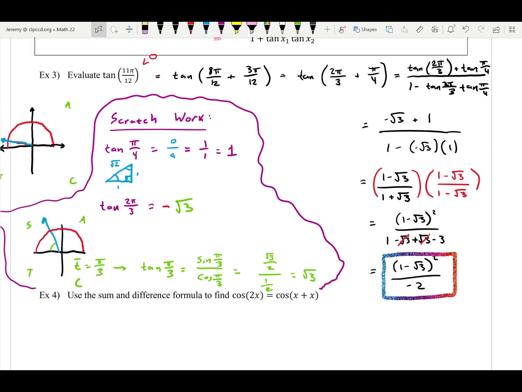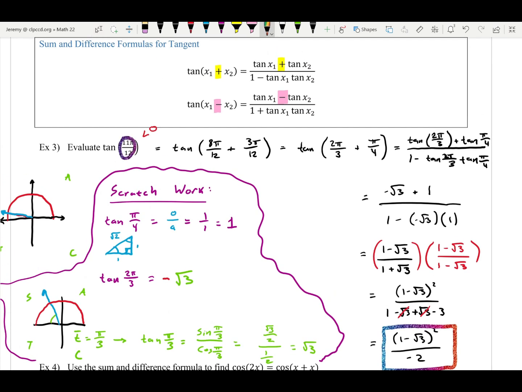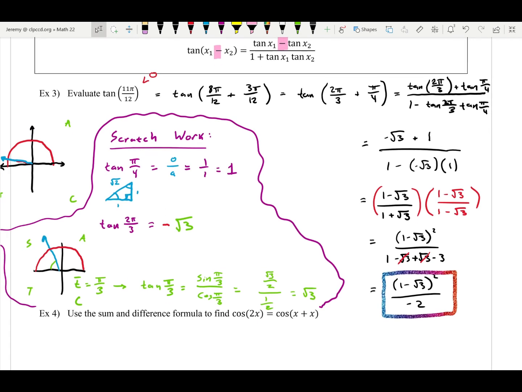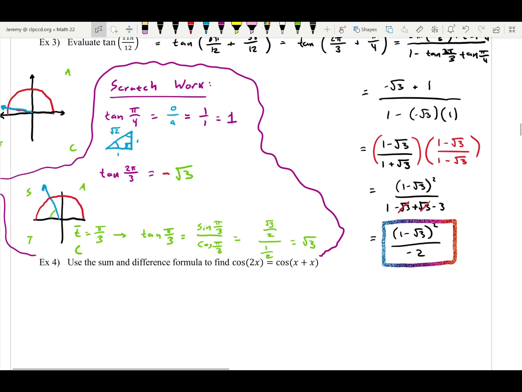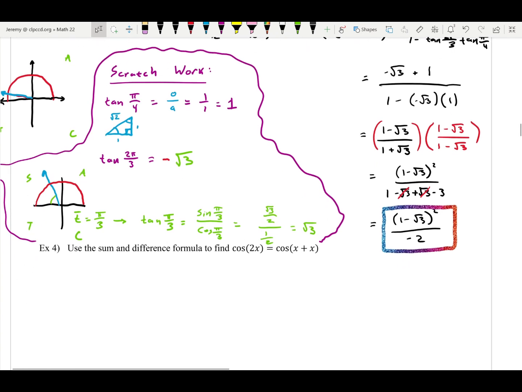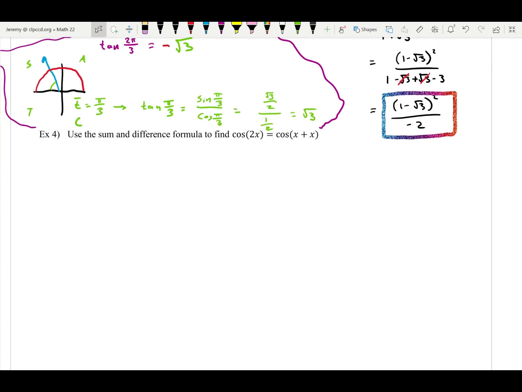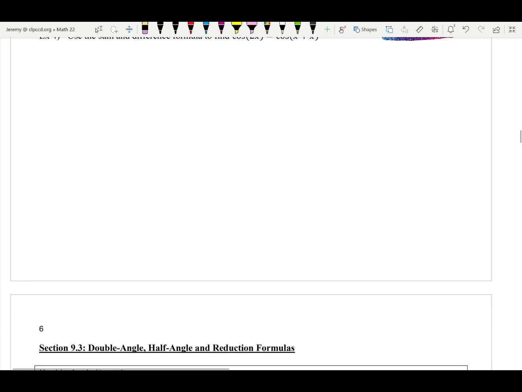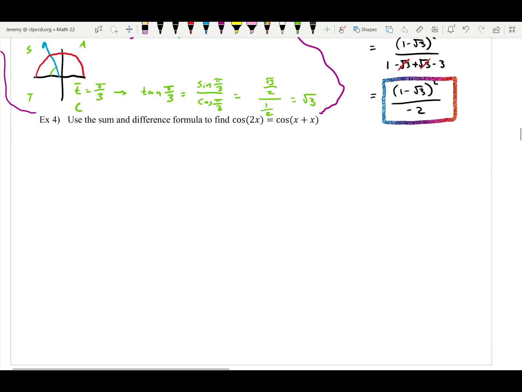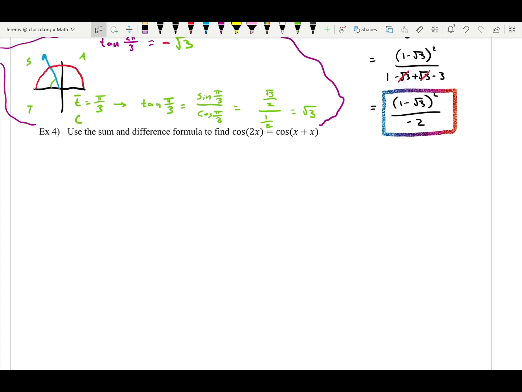All right, that was a pretty challenging one, right? We have to break up this angle, apply the formula, evaluate tangent at those angles, which is challenging, and then simplify what we get when we substitute in those values. Example 4, we want to use sum and difference formulas to find cosine 2x. This is actually foreshadowing some formulas that we are going to see in the next section. Double angle formulas is what they're called. But let's see how we would get this.